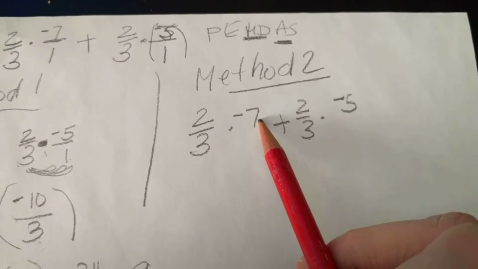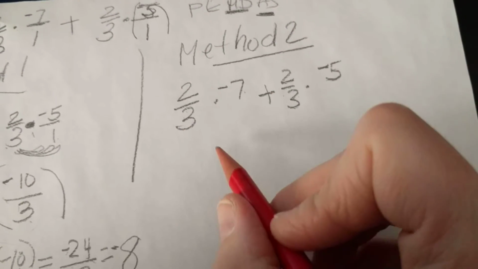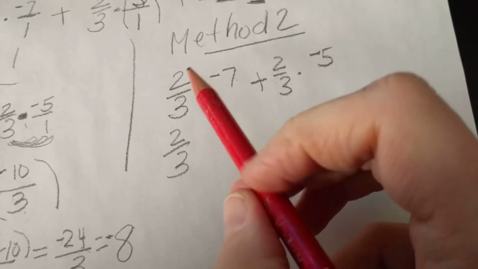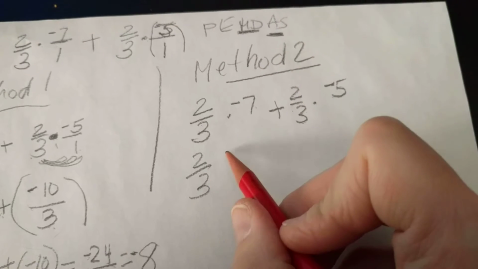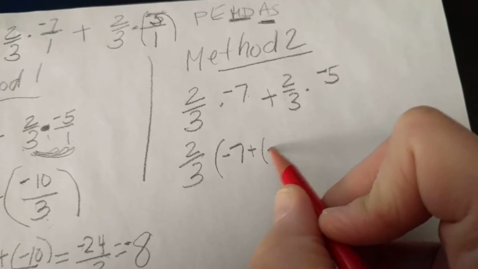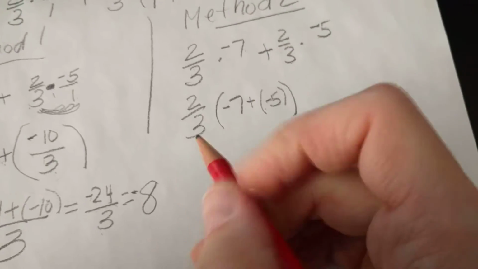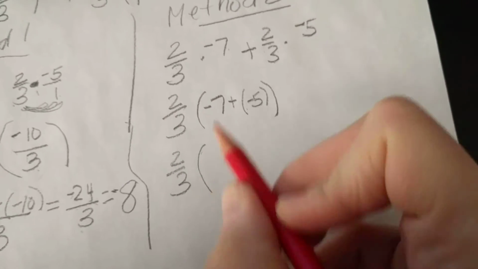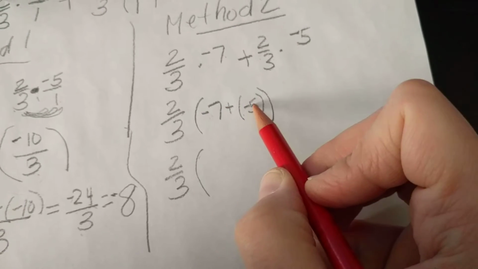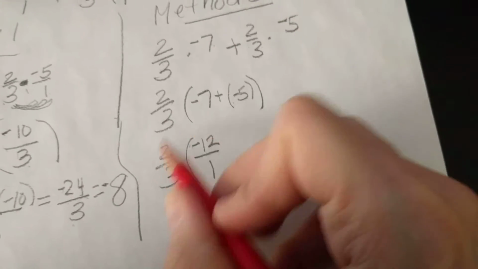Okay. If you notice, negative 7 and negative 5 are both being multiplied by 2/3. So what if I take 2/3 and, instead of multiplying 2/3 by negative 7 and by negative 5, I add the negative 7 plus negative 5. Okay, parentheses in parentheses is okay. So I would take 2/3 times negative 7 plus negative 5, which is negative 12. And I'm going to put this over 1 so it all looks like fractions.